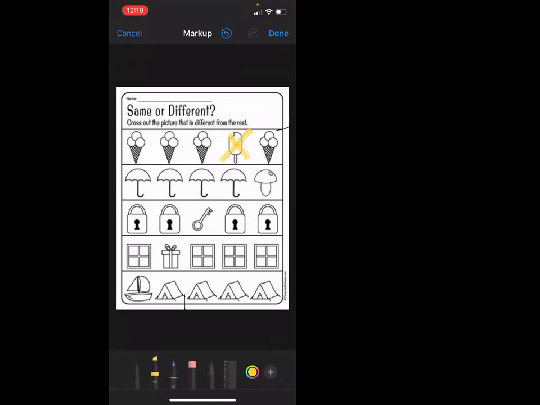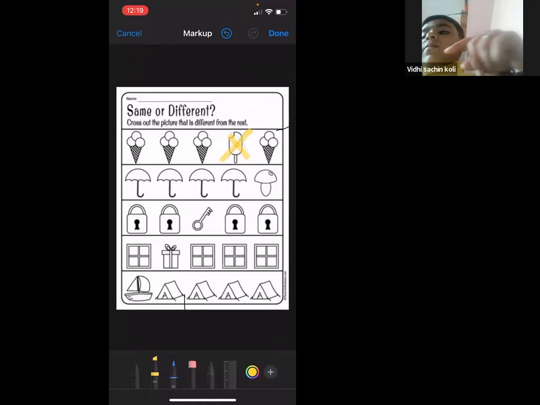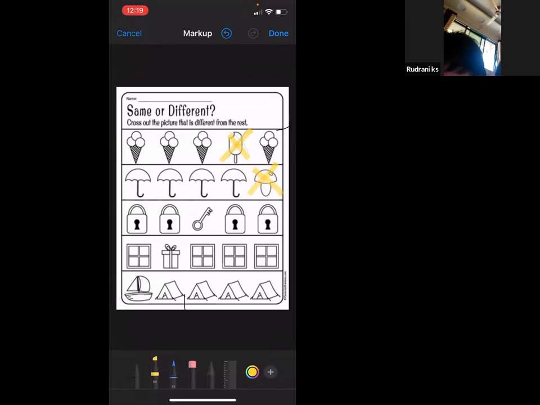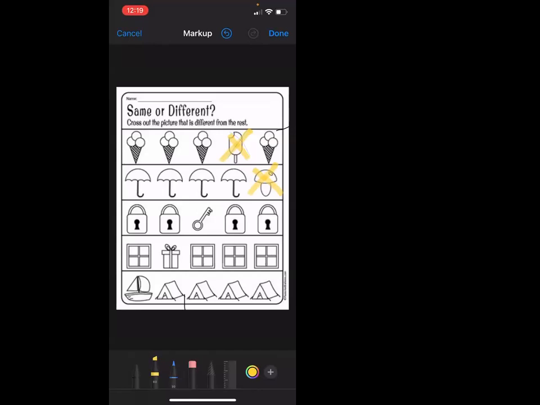Okay, in the next picture, what is different? This first, second, third, or the last one? Mushroom. Mushroom is different, so I have put a cross on mushroom. Yes. Next one. Keep your mic on.